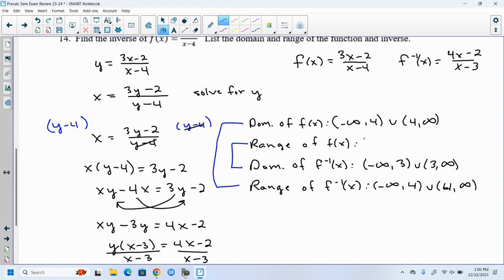Okay, using that property I just stated, the range of the function will be negative infinity to 3 union 3 to infinity. Okay, so those two match up, and then the domain of the function and the range of the inverse will match up. All right, so that is number 14.